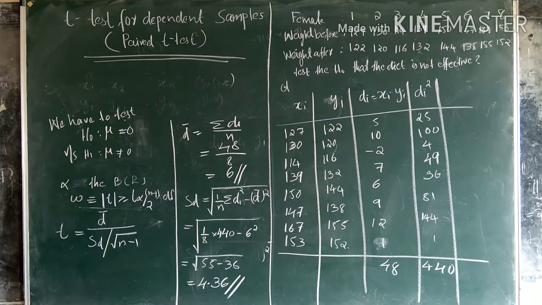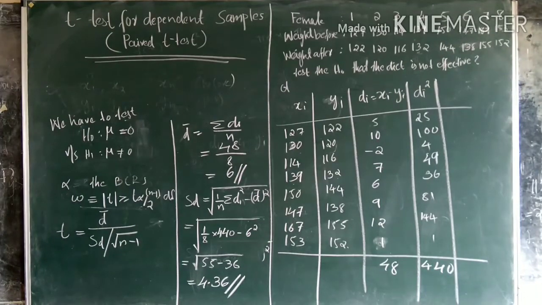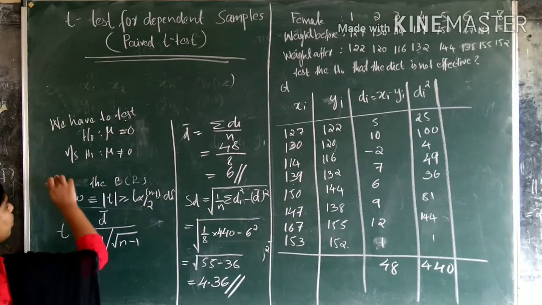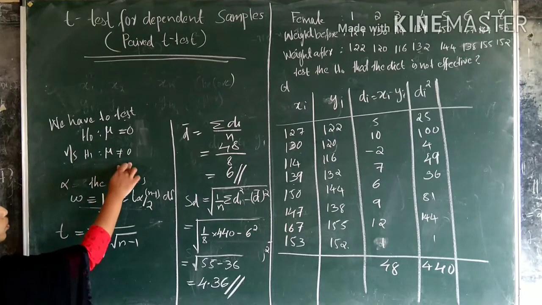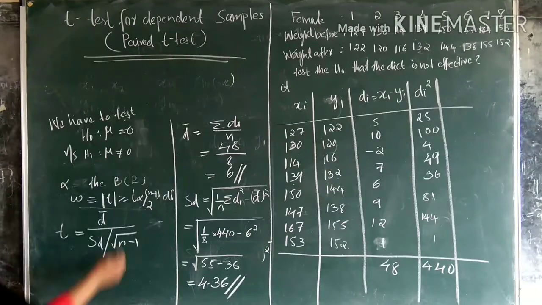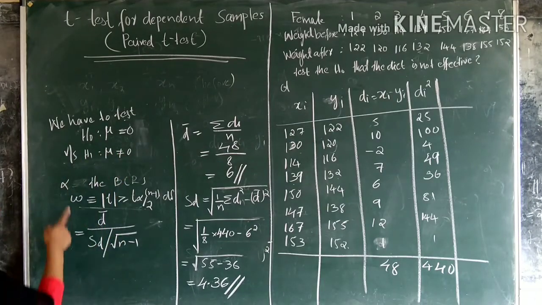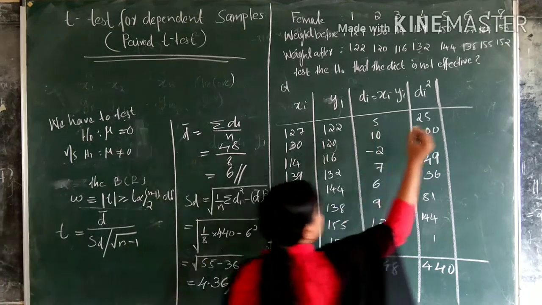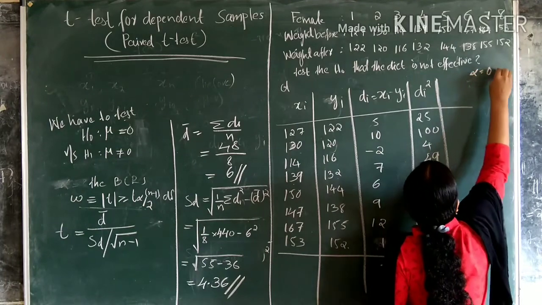The null hypothesis is that mu is equal to 0, versus the alternative that mu is not equal to 0. If it is not equal to 0, then the diet is effective. Then for alpha, in our test, alpha is equal to 0.01.